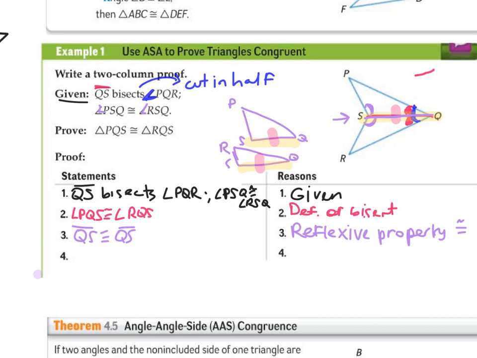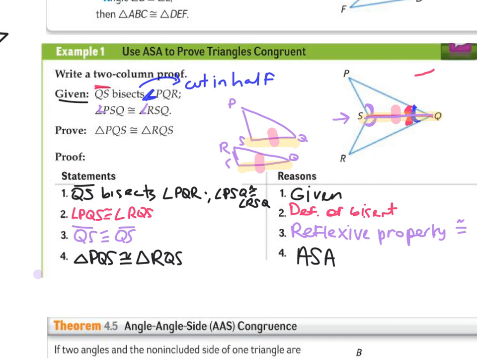So last thing we have is number 4, and that is what we're trying to prove. Do we have enough information? PQS is congruent to RQS, and how do I know that? Well, I have my purple angles, I have this QS side that's included, and then I have congruent angles here. So, angle, side, angle.